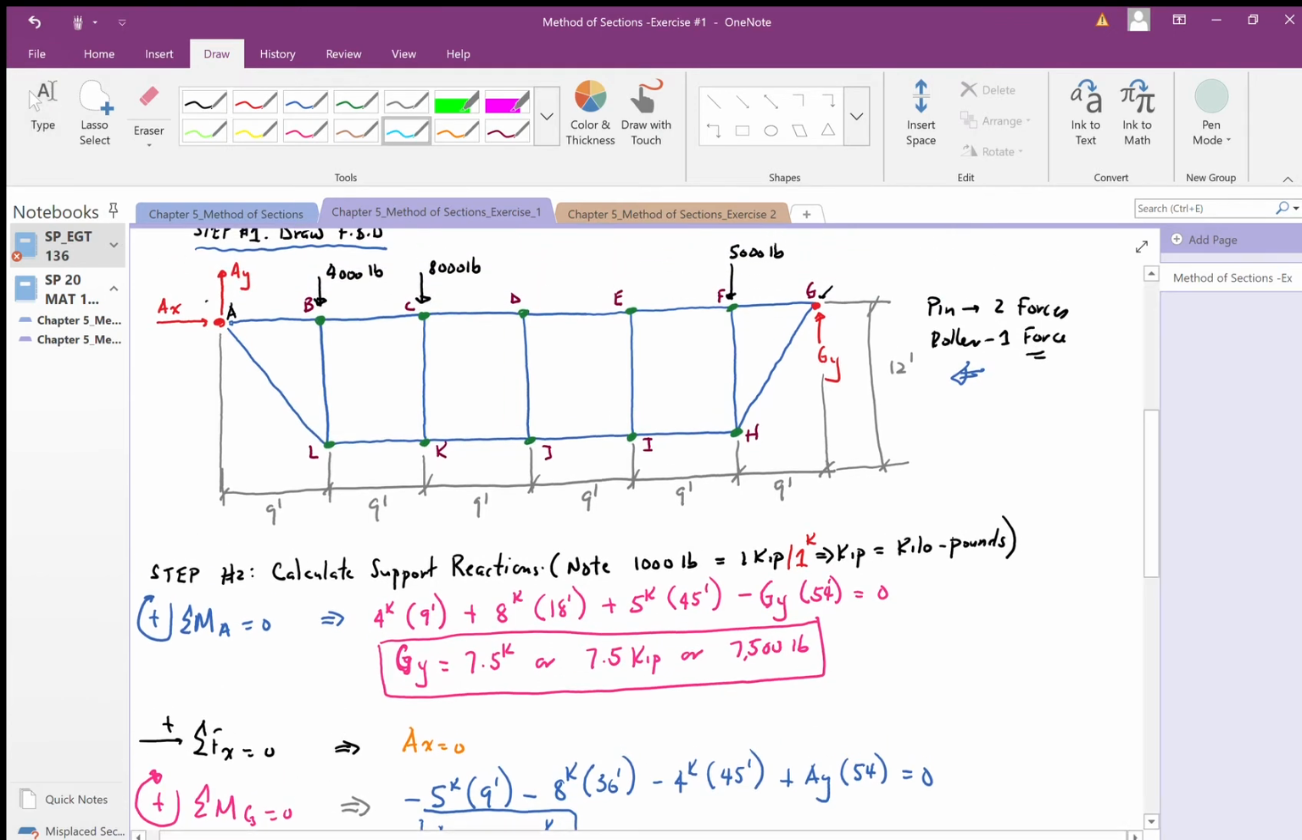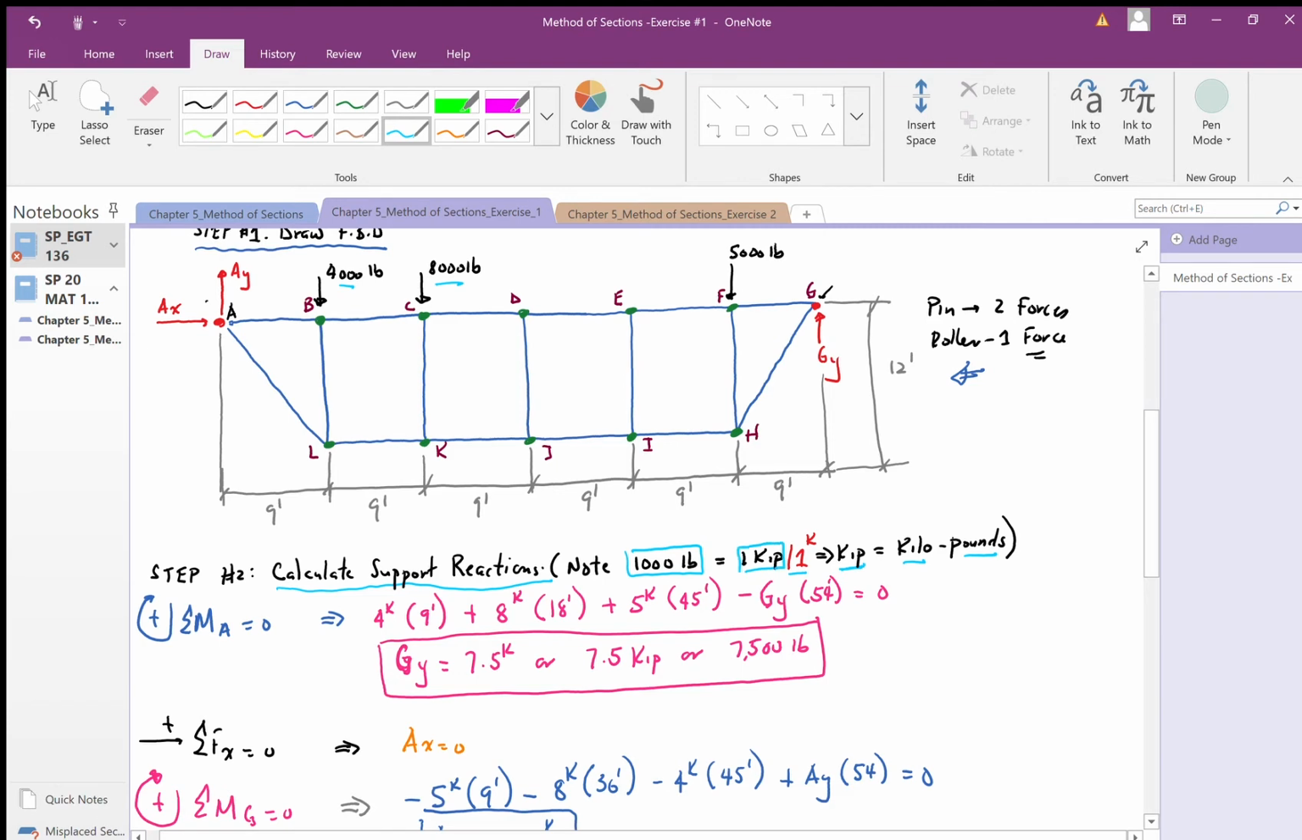Note that rather than keep writing 1,000, 4,000, or 8,000 pounds, 1,000 pounds equals one kip, or I can write it as 1 with a superscript K. It means the same thing. A kip just means a kilopound. That's all it means. So 1,000 pounds is 1 kilopound, abbreviated as 1 kip.